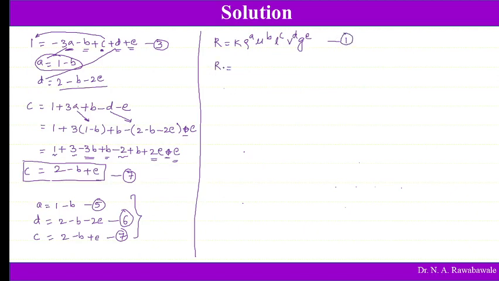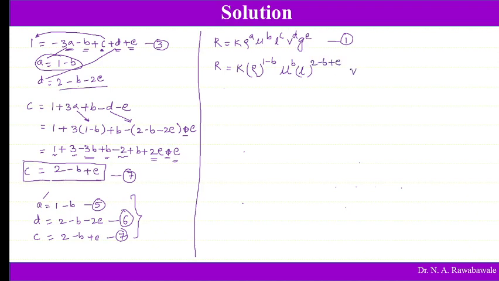Now, R is equal to k rho to the power of a, where a is replaced by 1 minus b, mu to the power of b as it is. Then L to the power of c. We are going to keep this b as it is. So a we have replaced. Now c we have to replace as 2 minus b plus e.